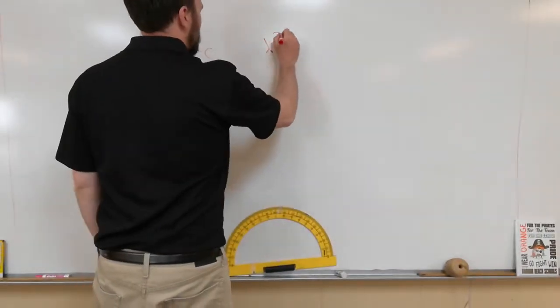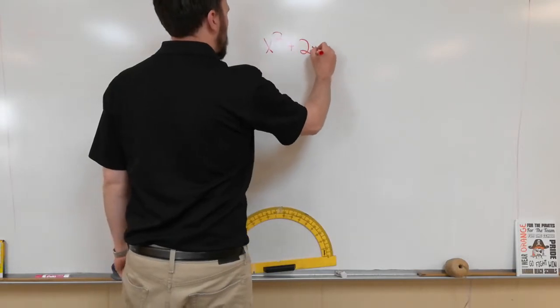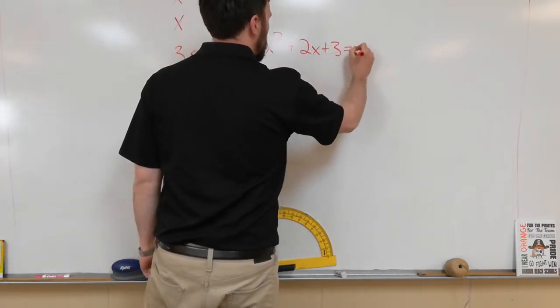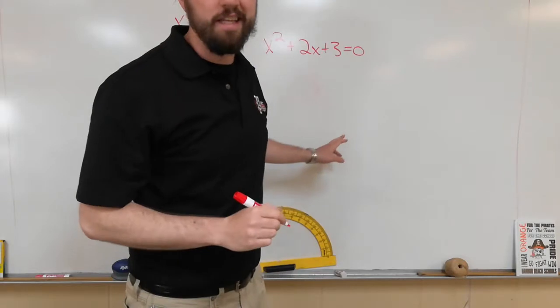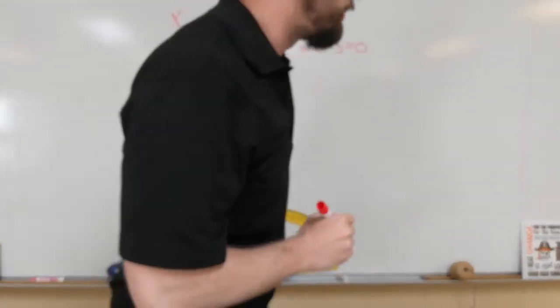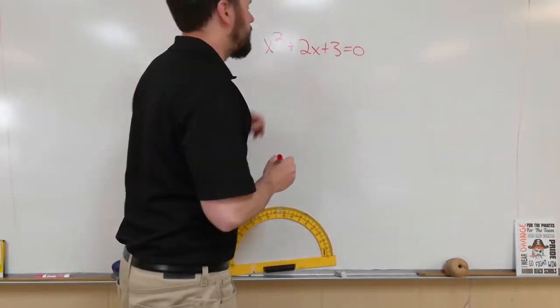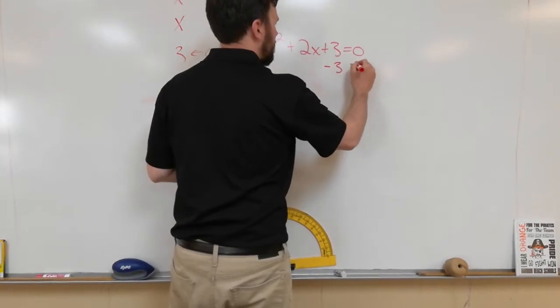For example, if I see something like x squared plus 2x plus 3 equals 0, another hallmark, first thing I do is get that beast equals 0. If I go to solve this, my gut tells me to subtract 3 from both sides.